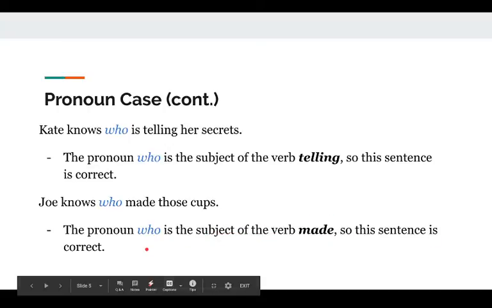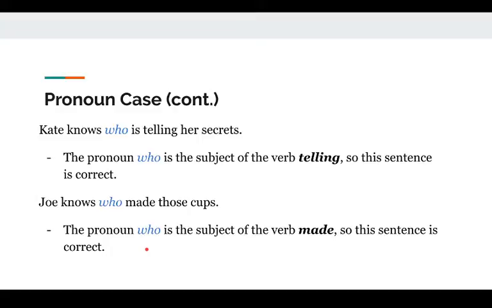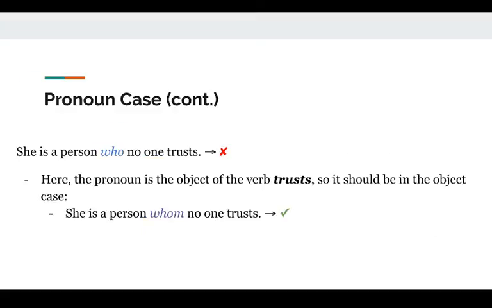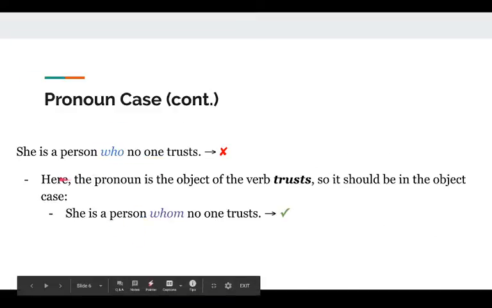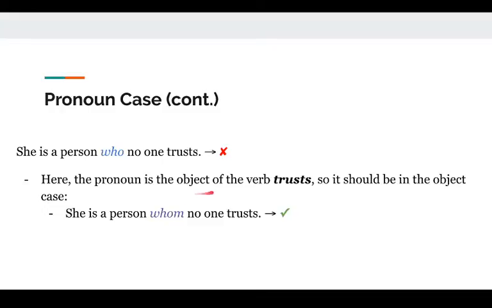There's actually another way that I like to remember how to use who and whom, but I'll be going over that after I go over whom. Oh, actually, there's one more thing here. So "she is a person who no one trusts" is incorrect. It's because here the pronoun is the object of the verb trust, so it should be in the object case. So, she is a person whom no one trusts.